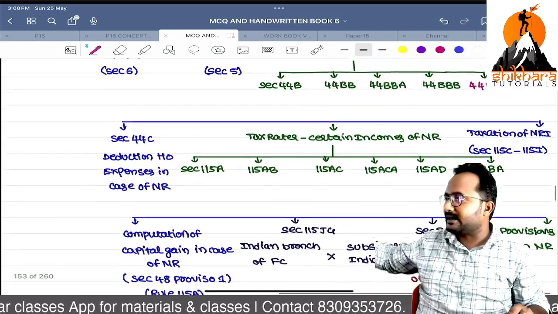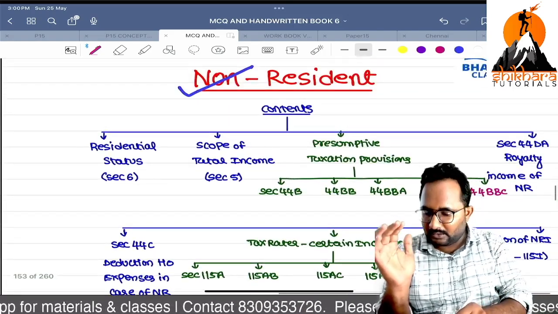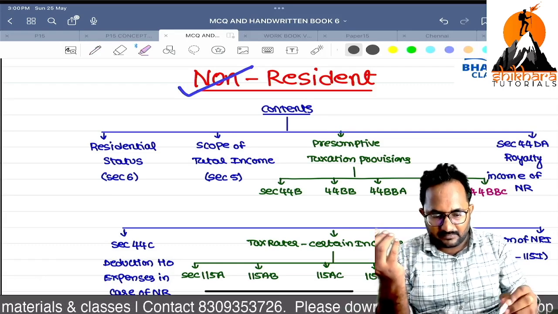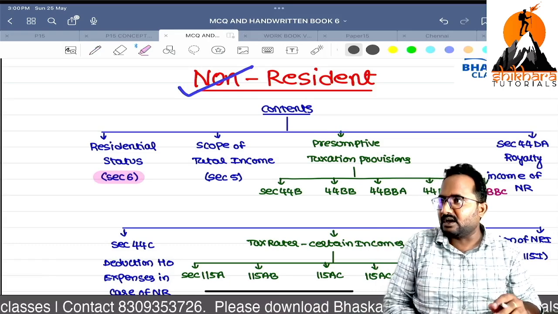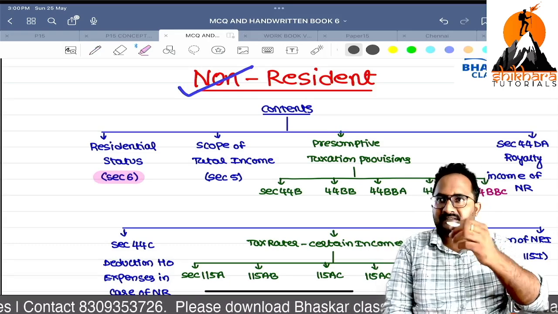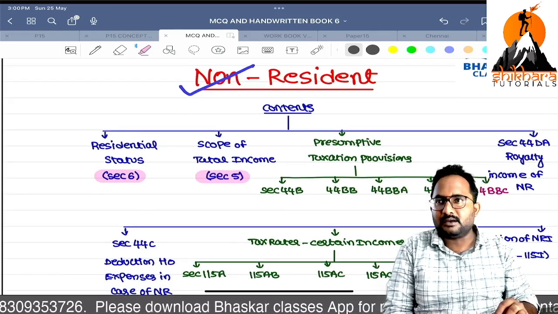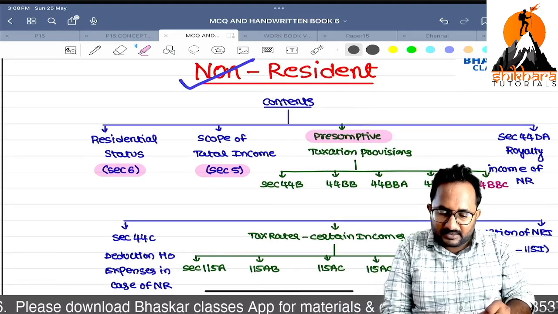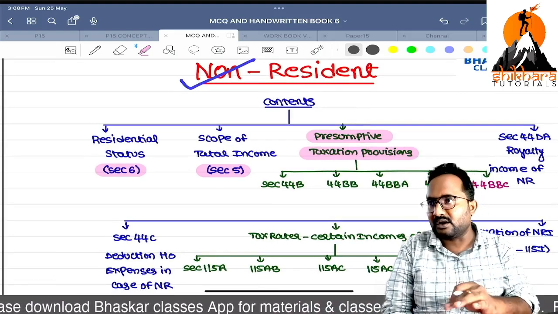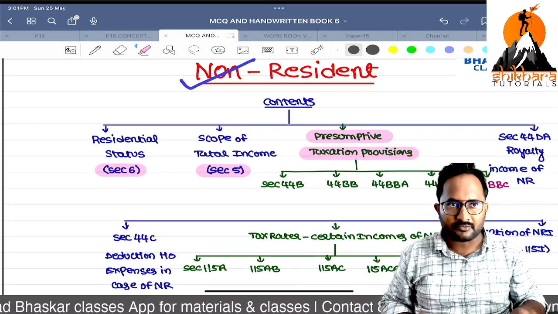In the first phase, I presented the total topics. But what are the topics we are going to cover as important in this session? First, we can cover the residential status, which you know already from the intermediate level, but we can add some more concepts. Next, section 5, scope of total income, these two, and the most important provisions, presumptive taxation provisions for non-resident. They always give this type of question only.